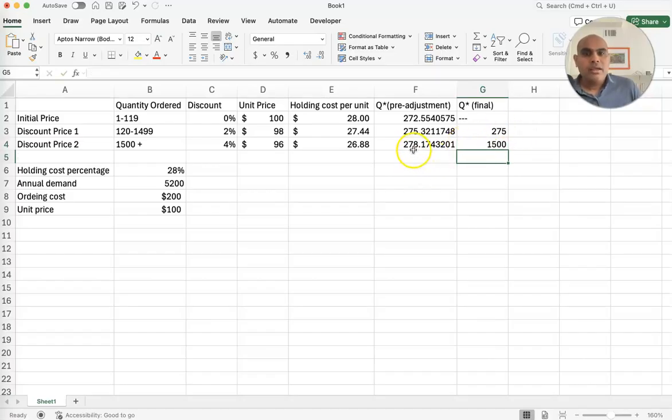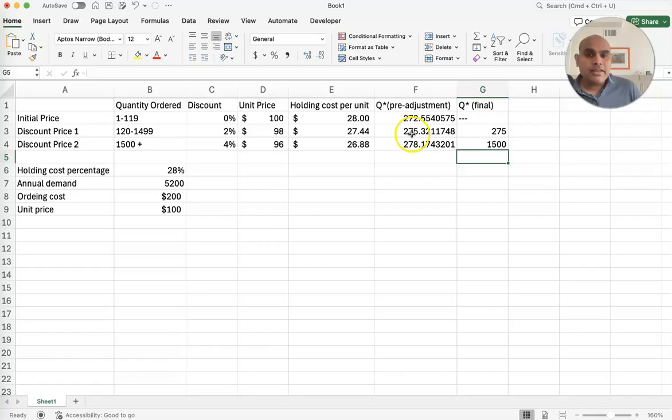Because you're saying, well, my optimal order quantity is 278, but I need to order a minimum of 1500 to receive this discount. So that's how much I'm going to order. But because in this case, I have to order 275 to be at the optimal order quantity, and 275 is within the range, I'm going to keep 275.